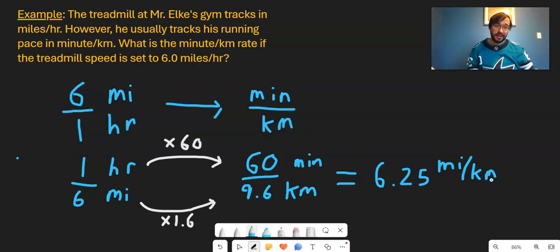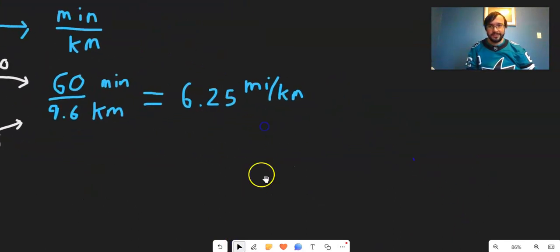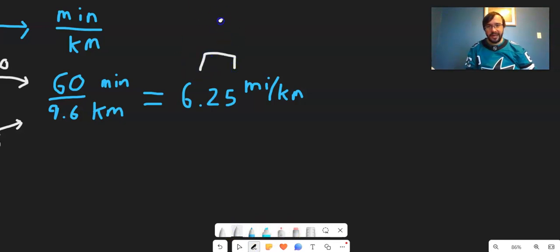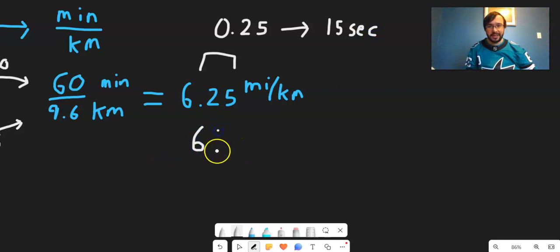And if you want to take this a step further as well, actually, I wasn't planning on this. This kind of popped into my head right now. You can turn this into minutes and seconds, because that's usually how we measure time, right? 6 minutes, 30 seconds, or whatever. So if you really want to take this further, 0.25, that's just a quarter of something, right? And what's a quarter of a minute? It's 15 seconds. So another way you can rewrite this is 6 minutes and 15 seconds per kilometer, if you want to take this a step further.